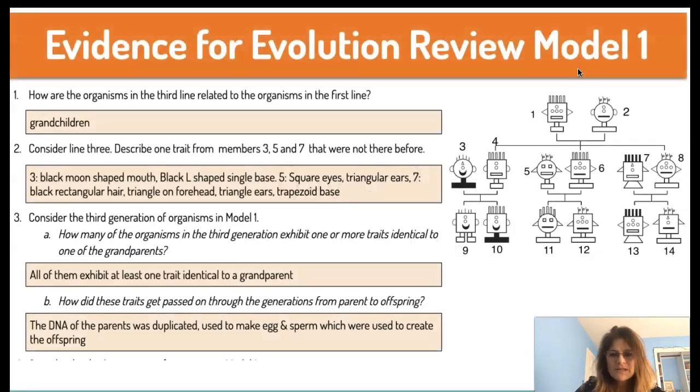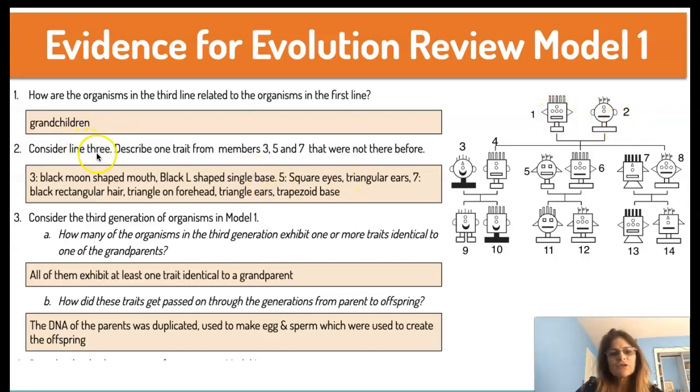Model 1 was pretty easy. It's a pedigree chart. This is a review for you. Question 1 says, how are the organisms in the third line, right here, related to the organisms in the first line? These are the grandchildren of these parents, person 1 and 2.